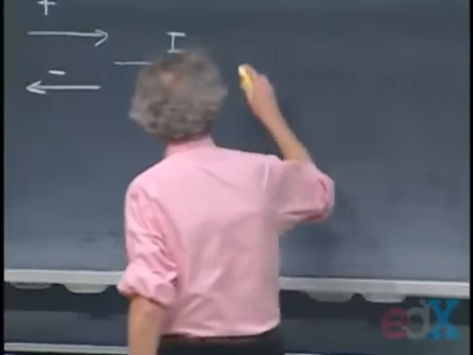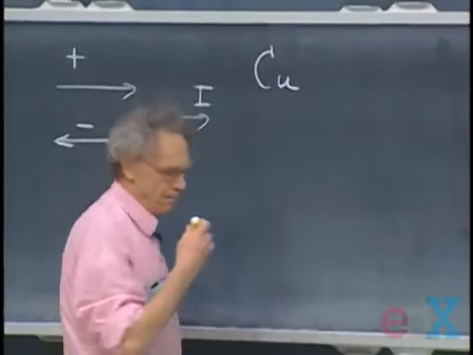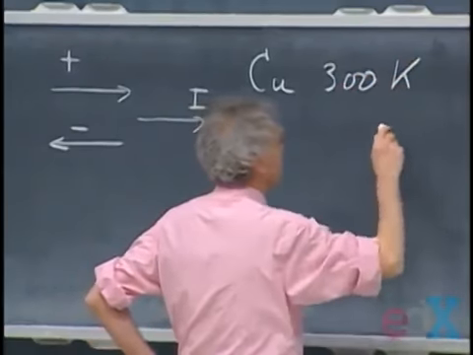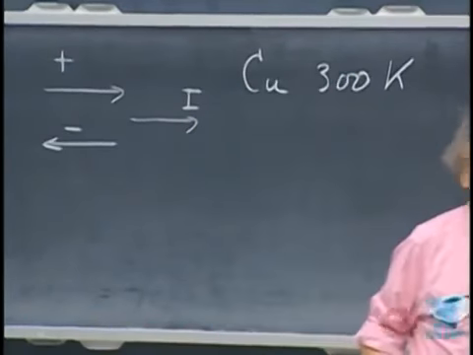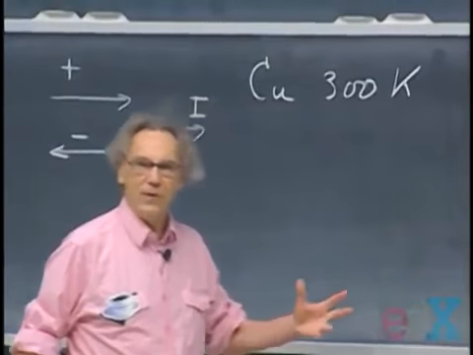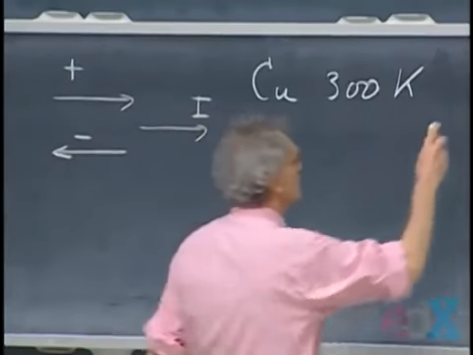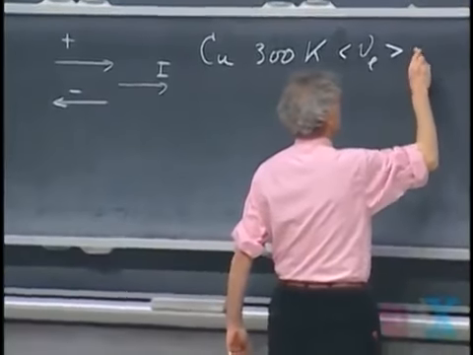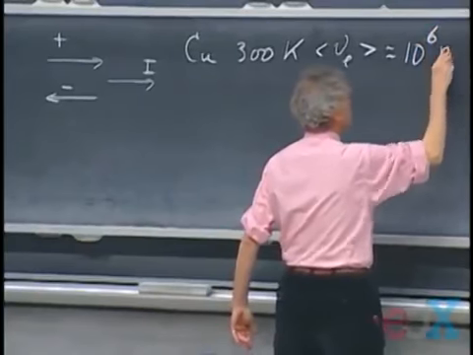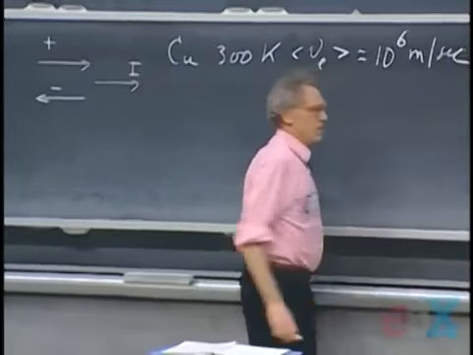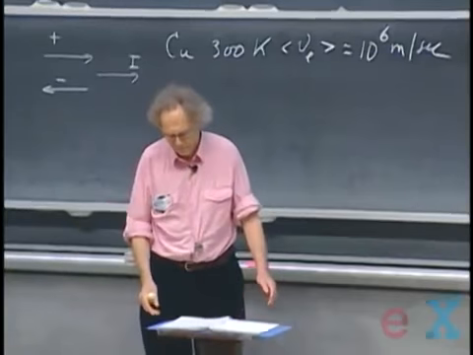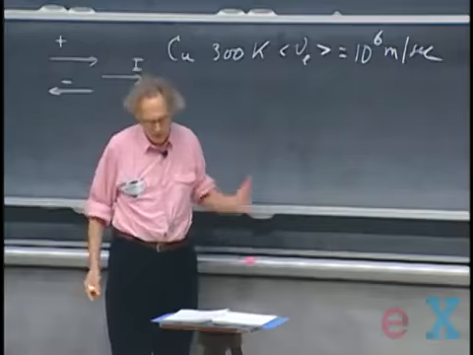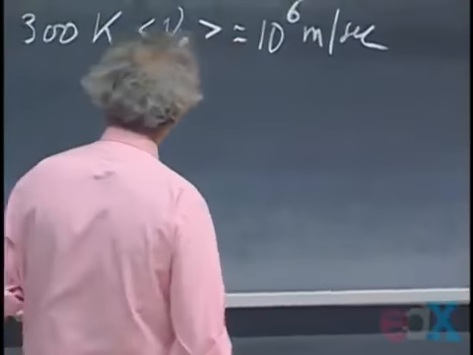If I start off with a conductor, for instance, copper, at room temperature, 300 degrees Kelvin, the free electrons in copper have an average speed of about 1,000,000 meters per second. This is in all directions. It's a chaotic motion. It's a thermal motion. It's due to the temperature.